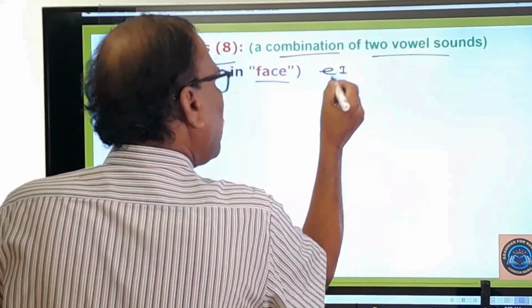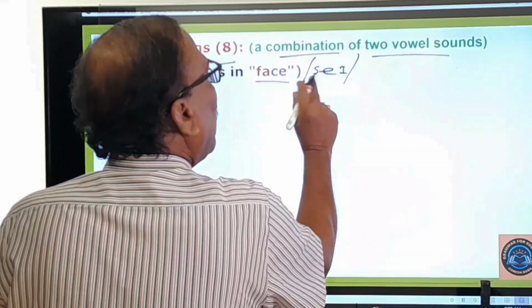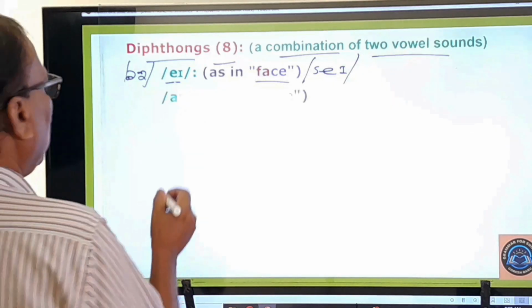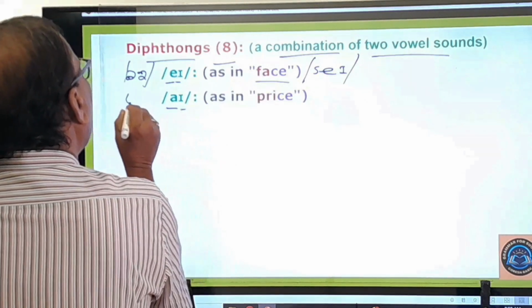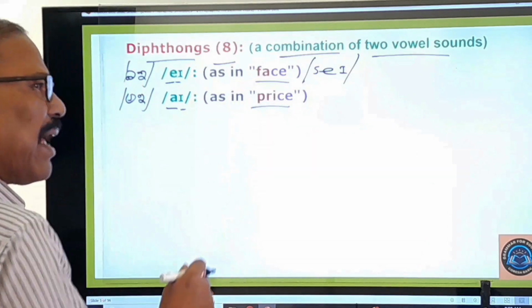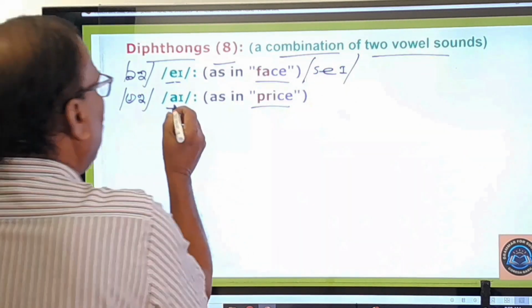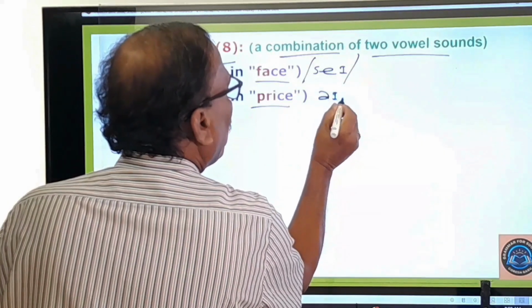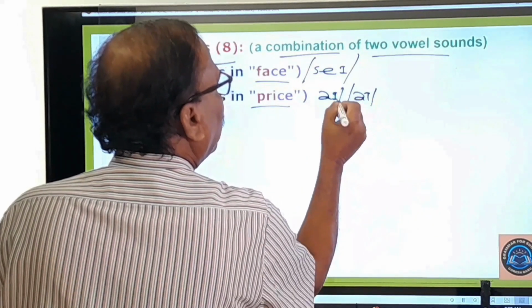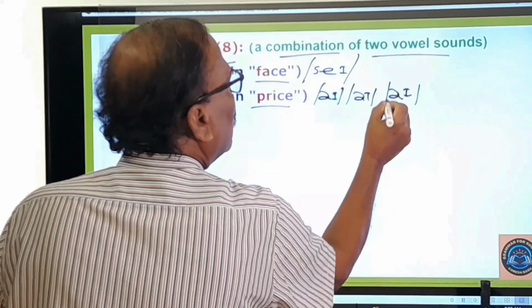E-I. Face. Say. What is this? Say. Fay. Like that. And another diphthong is I-E, as in price. A plus E. So this you have to write like this. Please write like this. So simply you have to write like this and say like this.